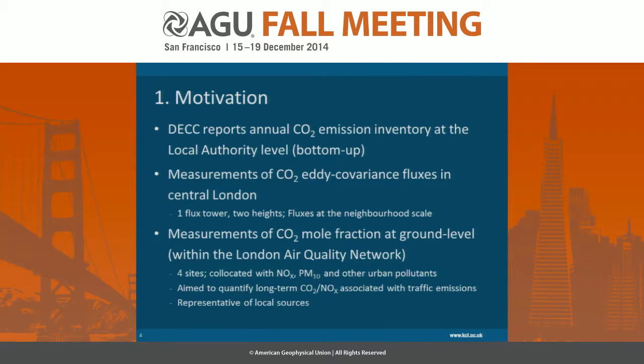What type of information do we have about CO2 emissions in London? We have the Department of Energy and Climate Change report annual emissions of CO2 at the local authority level, and that will be the typical bottom-up emission inventory using self-report activity and emissions factors. And then on the measurement side, we have information about the fluxes from the Eddy-Covariance flux tower that's located in central London. And this flux tower has 2 measurement heights. And we have to bear in mind that those measurements are representative of the neighborhood scale.